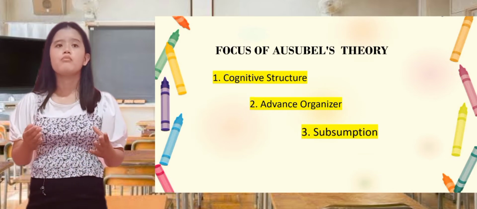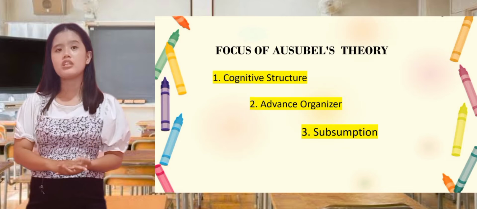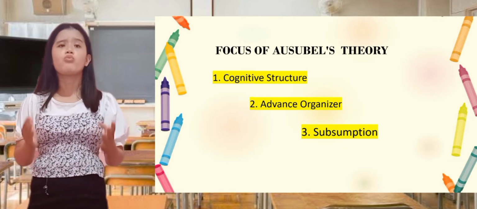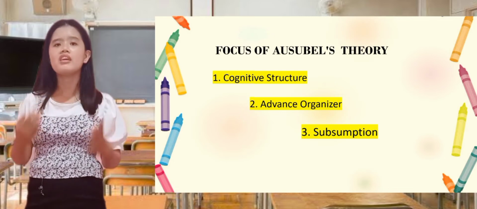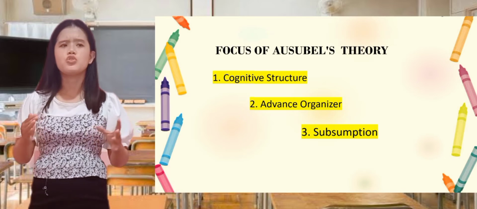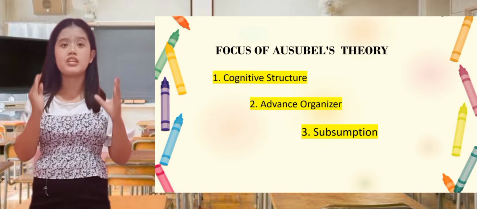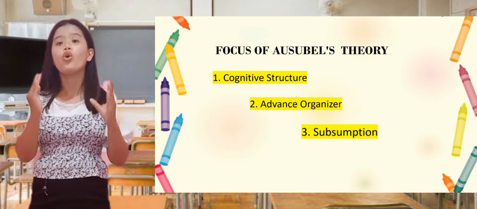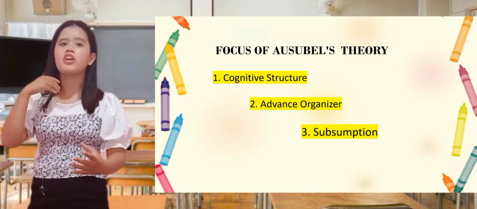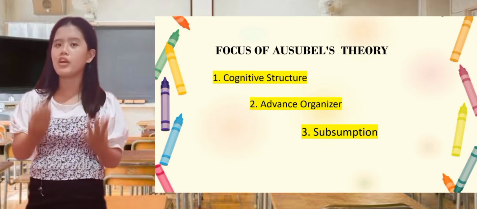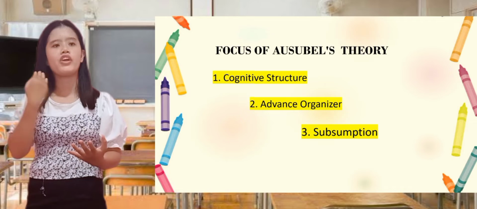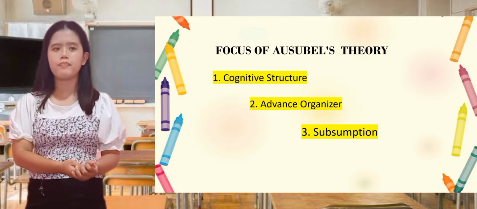And the third focus of Ausubel's theory is subsumption. So what is subsumption? For Ausubel, subsumption is a primary way of learning because during meaningful learning, the person subsumes new knowledge into old knowledge. Our mind has a way to subsume information in a hierarchical or categorical manner if the new information is linked or incorporated with prior knowledge or familiar patterns.